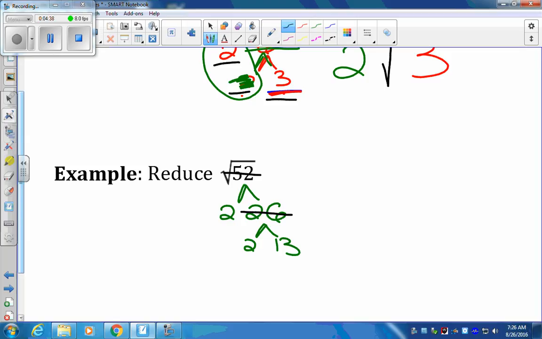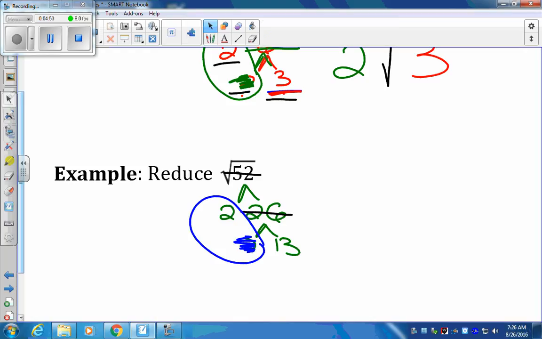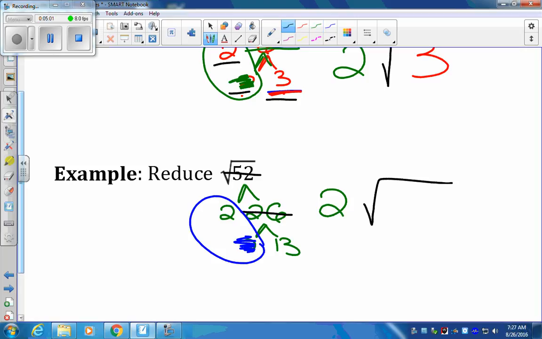So now I want to circle any pairs I see. So I see a pair of 2's, and as soon as you circle it, cross one of the 2's out. Doesn't matter which one. But I notice I only have one 13, so I can't circle that. So when I go to write my final answer, since the 2 was circled, that's going to go to the outside. The 13 is not, so that stays underneath. And my final answer is 2 square root of 13.